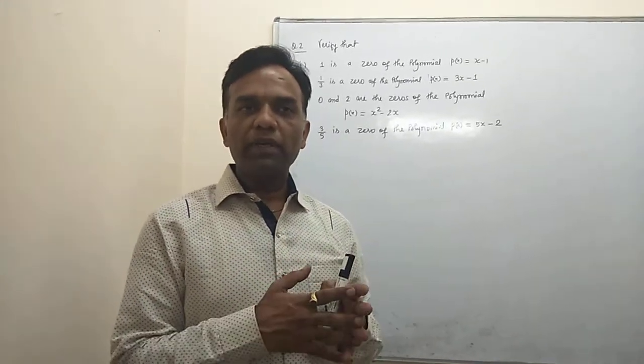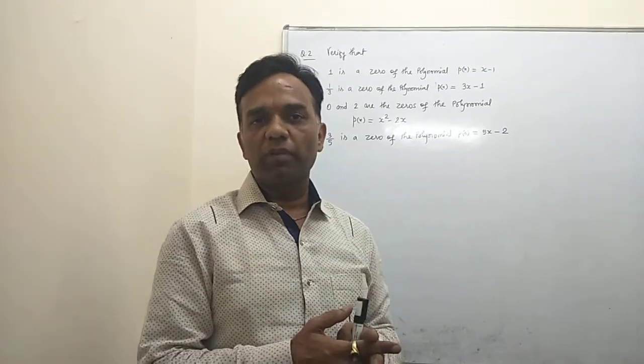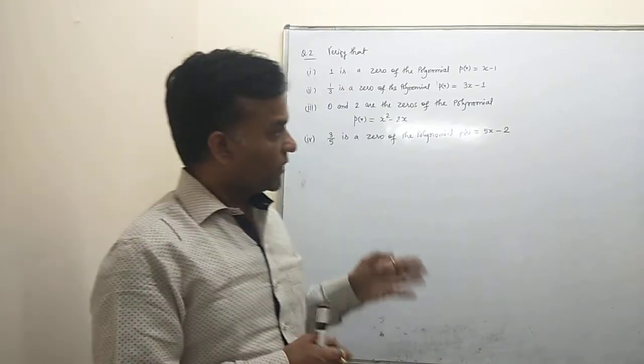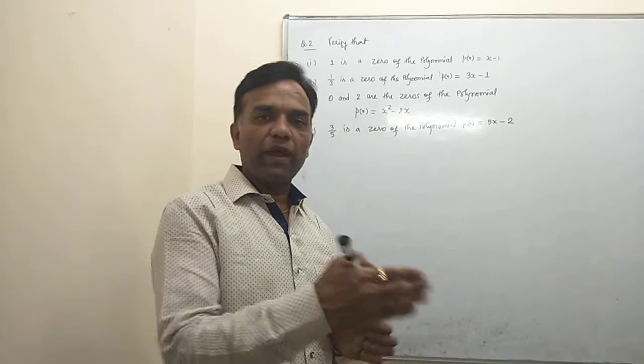So after putting, I will check whether this zero given for this polynomial is correct or not. Before this, we found the zeros, which means we directly had the polynomial and then found the zeros.